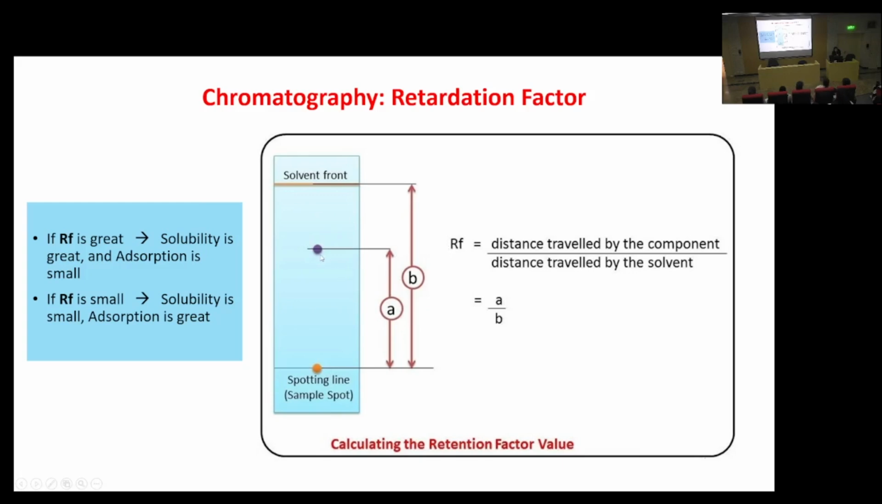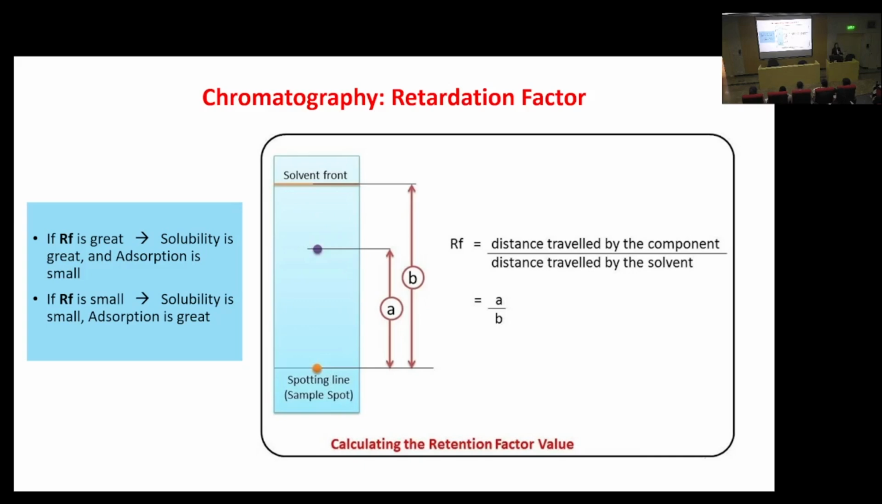Whereas if this travels less, then the retardation factor will be smaller, right? If you have a dot that is here, for example, then you can imagine that A is smaller and the RF value will be smaller. And if the RF value is smaller, you can understand and you can interpret this result as what? High adsorption, and what about solubility? Small, all right?